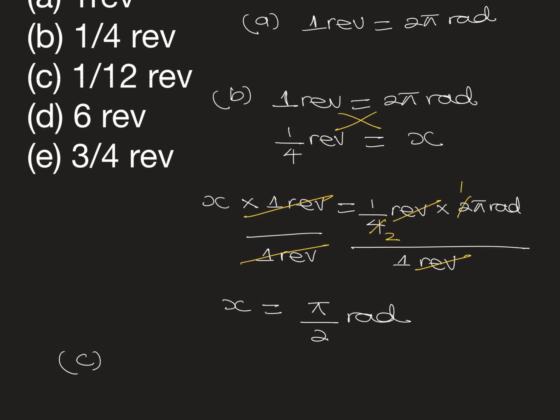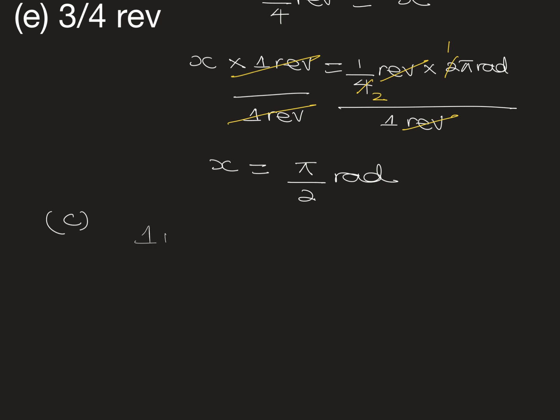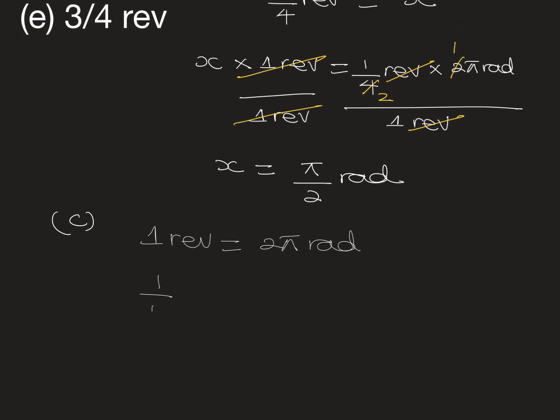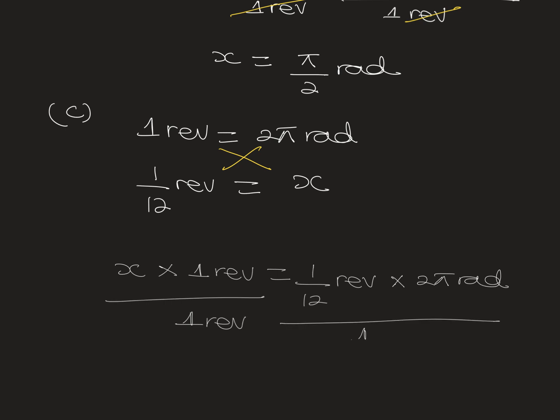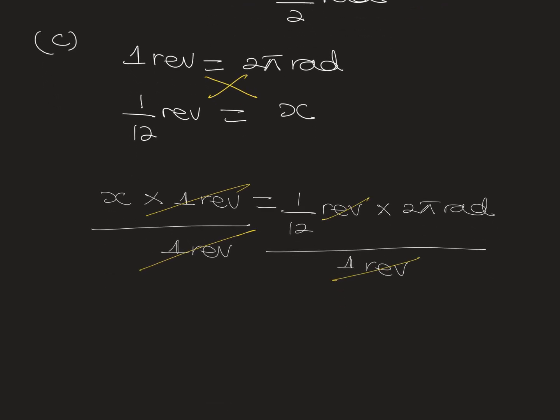C, we have 1/12 revolution. Again, if 1 revolution is equal to 2 pi radians, what is 1/12 of a revolution? That will be equal to x. If we cross multiply, we will have x times 1 revolution is equal to 1/12 revolution times 2 pi radians. To find x, we divide both sides by 1 revolution. Revolutions cancels revolution. We can say 2 goes once into 12 is 6 times. So our answer will be x is equal to pi over 6 radians.